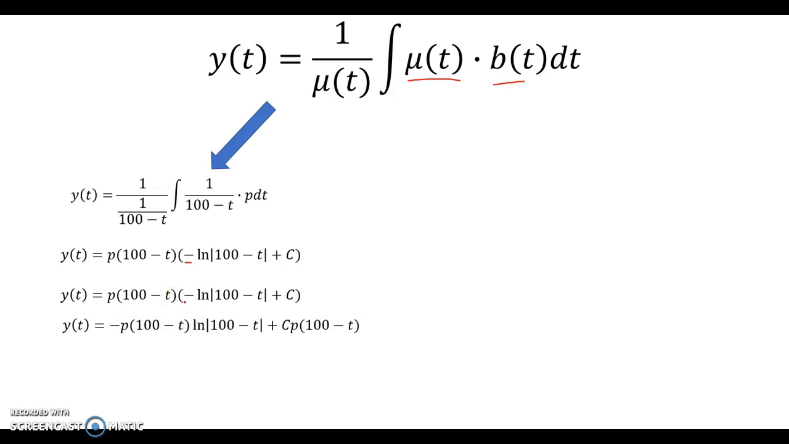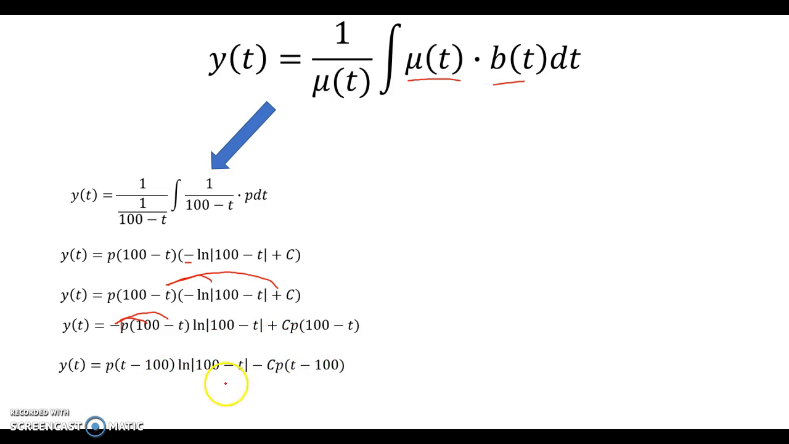So what I'm going to do here is distribute the 100 minus t to both the first term and the second term. So p times 100 minus t times negative natural log of 100 minus t will give me negative p times 100 minus t times the natural log of 100 minus t. Distributing it over to the plus c, I get c times p times 100 minus t. And finally, here I have this negative sign. This is really a negative 1. I'm going to distribute that in here, and that allows me to make the 100 negative and make the t positive, so I get t minus 100.